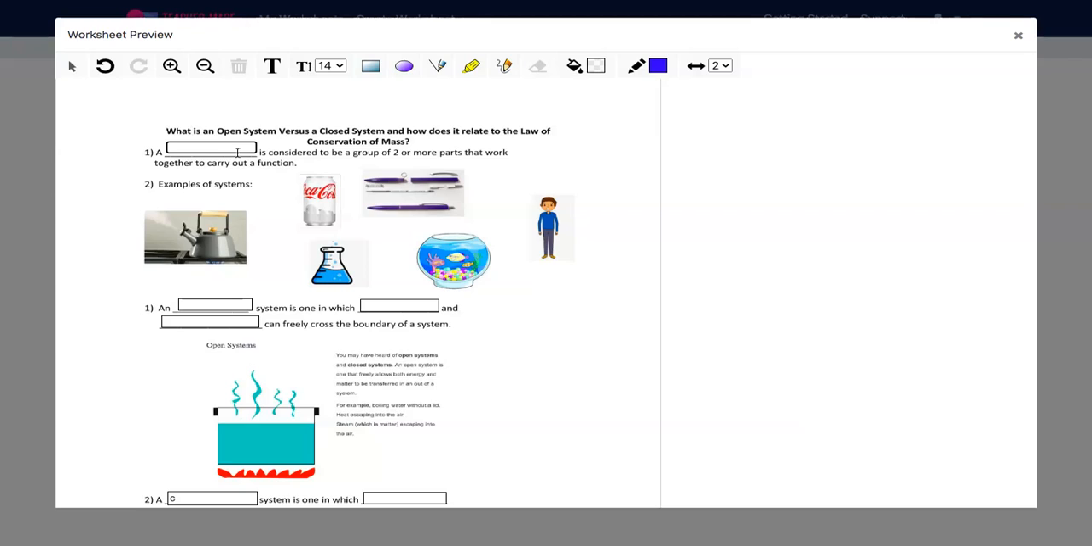As we go through and discuss open and closed systems, I'm going to fill in blanks in your notes, and I would like you to fill in the blanks on your worksheet and then submit that to me as your notes, and I'll give you a grade for your notes.